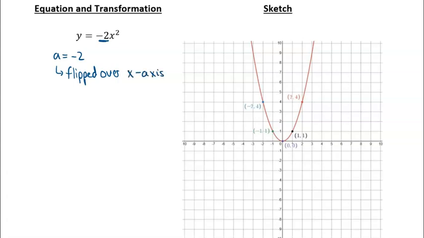Reflected over the x-axis. And then the fact that it is 2 means that it is going to be vertically stretched by a factor of 2. So vertically stretched by a factor of 2. And so let's see what that looks like on the graph here.